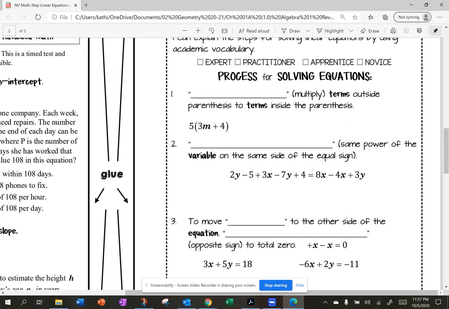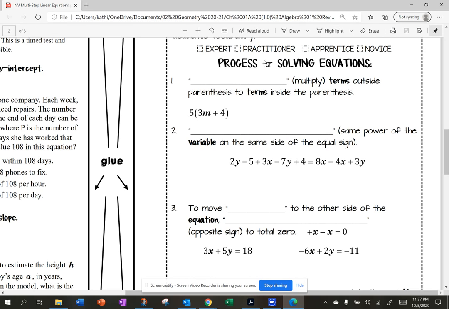All right, let's start by saying the first example I want to talk about is when I want to distribute. When I distribute, I am multiplying the terms outside the parentheses to the terms on the insides of the parentheses. So a lot of times we'll see these arrows. So 5 times 3m is 15m, and 5 times 4 is 20.